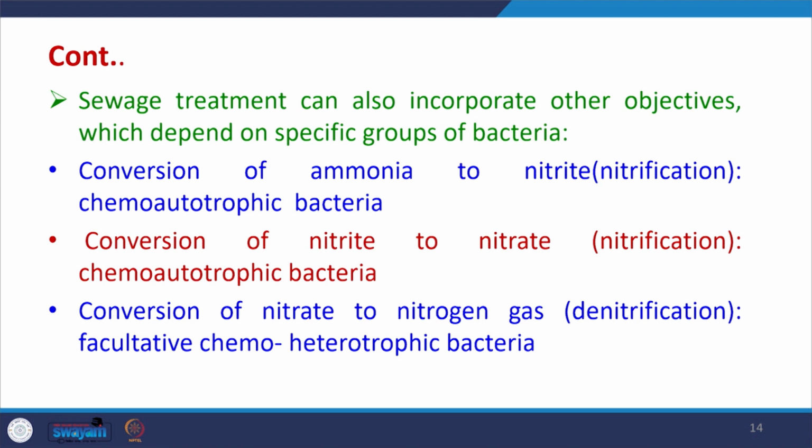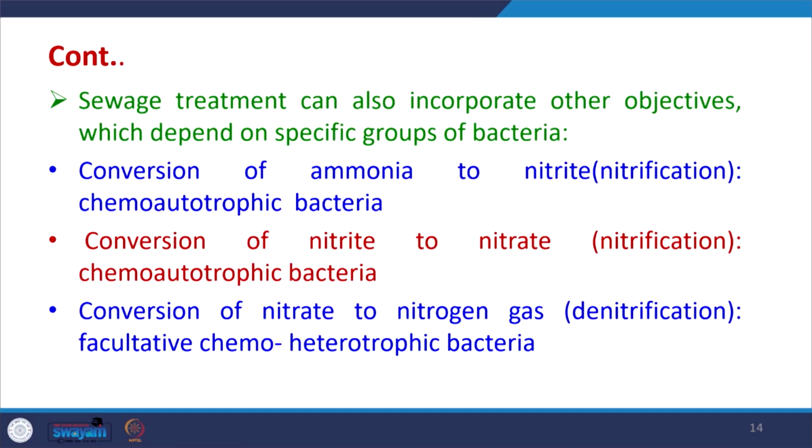Suppose the water contains nitrogenous compounds also. So, that means we will generate ammonia, nitrate, nitrite etc. If you want to convert ammonia into nitrite, this process is called nitrification. So, we need to have chemoautotrophic bacteria. Now, if you want to convert nitrite into nitrate, that is nitrification again, and chemoautotrophic bacteria will be required.